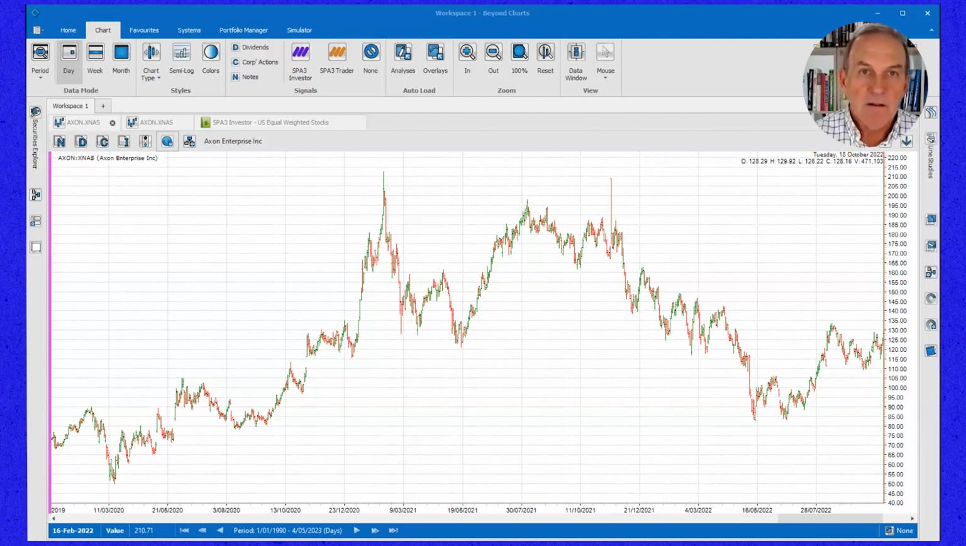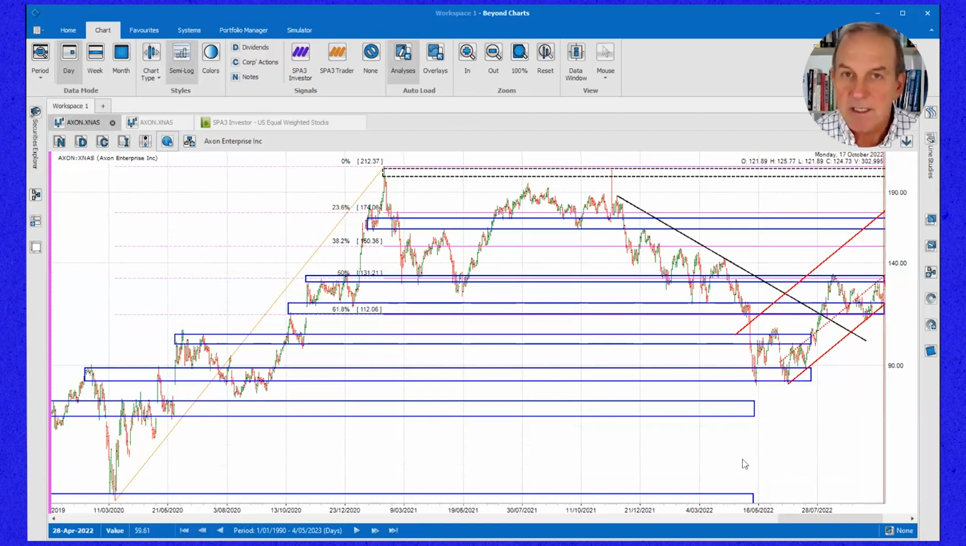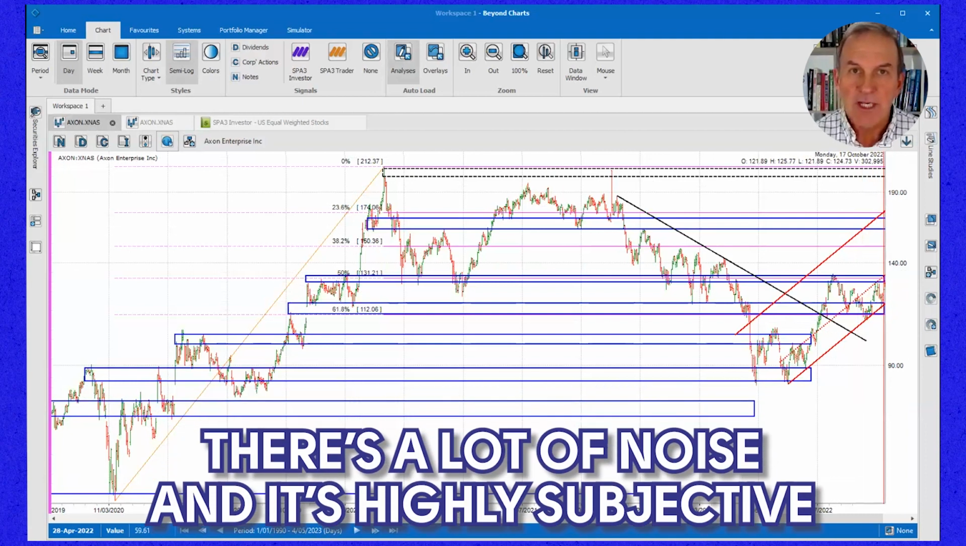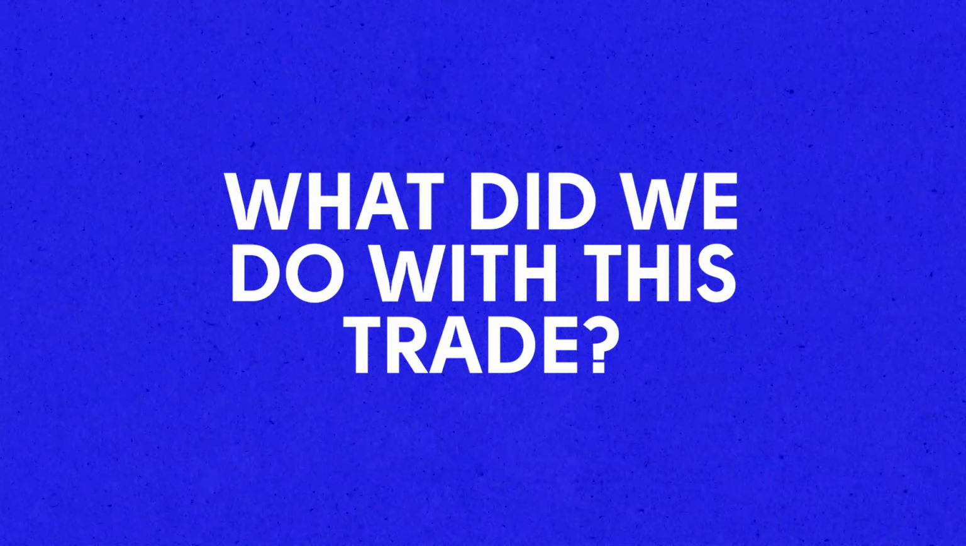Now, you could also fill your chart with technical analysis, and you could use support and resistance zones and trend lines and all sorts of things, and look at where the previous high was. You can put a bit of Fibonacci on, but there's a lot of noise and it's highly subjective. Now, I'm going to show you what we did with this trade.